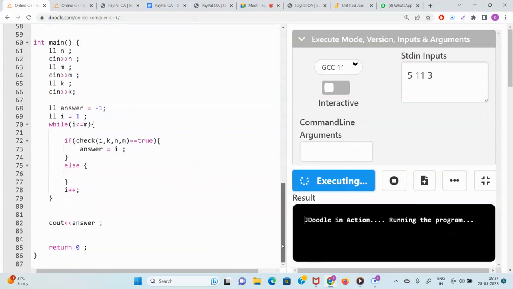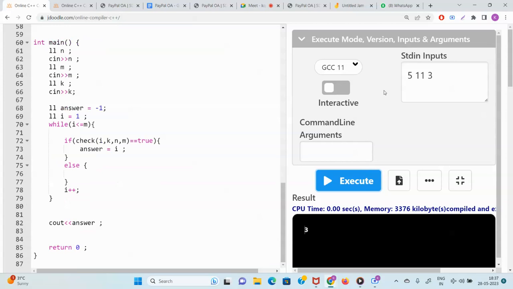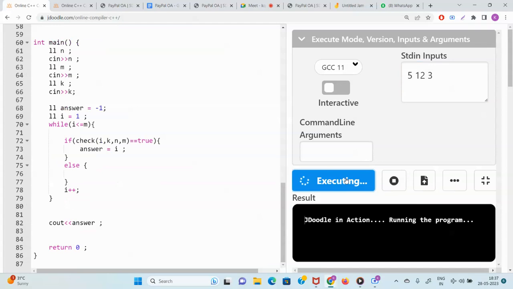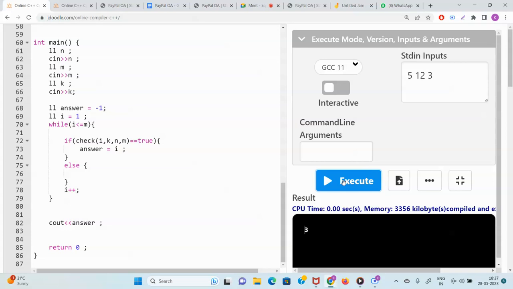Let me check. Even if I made it 12, I think it would work fine. Let us check. Yeah, it's working fine. Good. Anyways, making it 11 again.